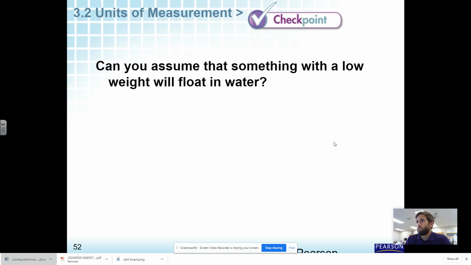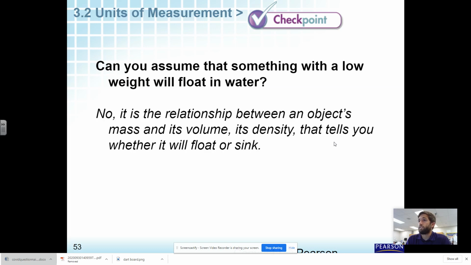Can you assume that something with a low weight will float in water? Notice that said low weight, not density. No, you can't, because just because it doesn't weigh that much, that's not going to affect the density. You need to know the mass and the volume of it. That tells you whether it's going to float or sink in whatever you want to put it in.